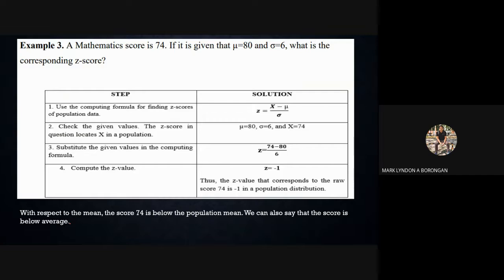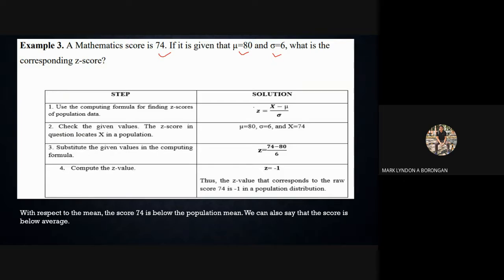So, what is our mu, what is our sigma, and what is our x? Our x is the raw score, by the way guys. Don't get confused, x is the raw score. It should be the capital X when you write it in the solution, please. Okay? So we are asked for the corresponding z-score.